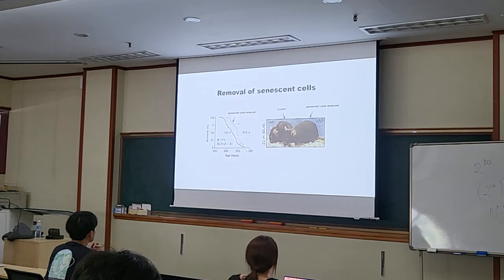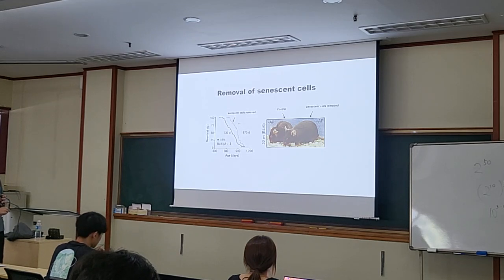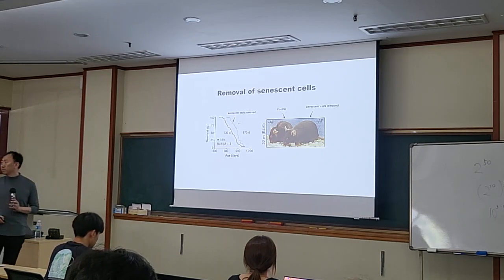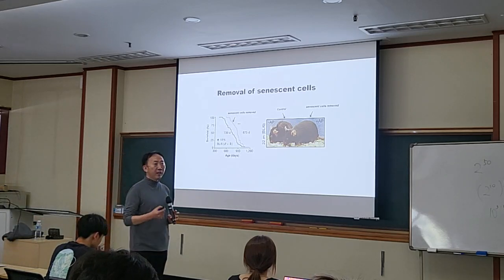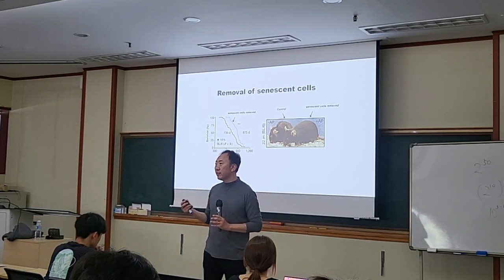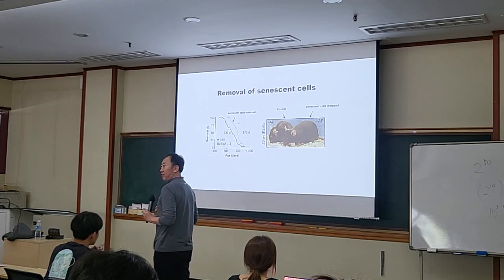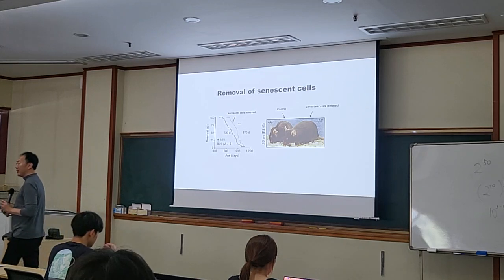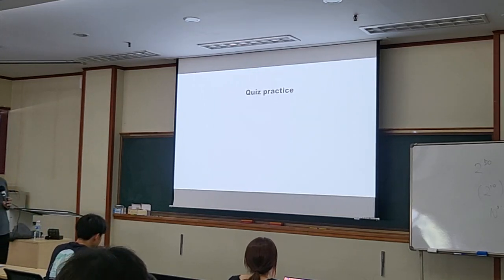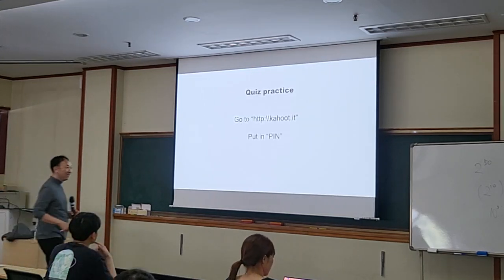So if you remove those senescent cells, in mice, seems like they can live much longer, maybe 70%. So this kind of a drug, if it's fully developed, then you can buy this drug as rejuvenation or reverse aging drugs. Okay. So after this, now we take the quiz.